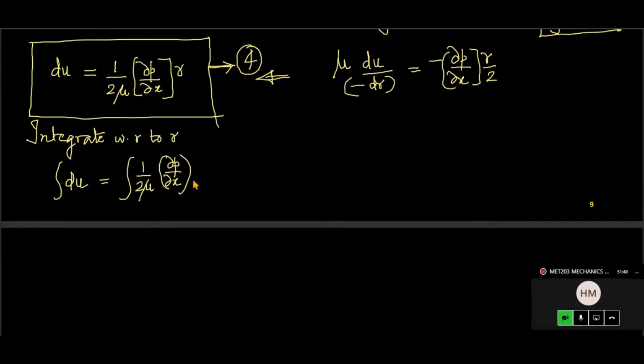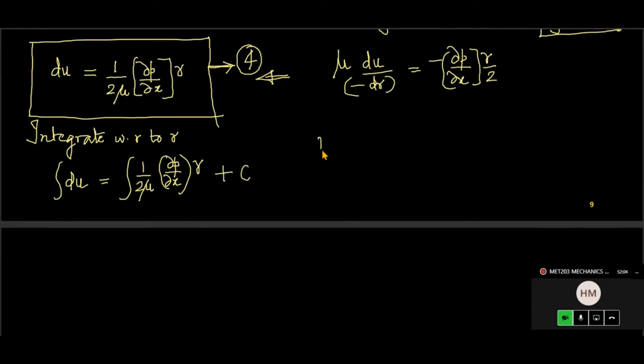At the section of the pipe, ∂p/∂x is constant. Then into r. For a cross section, the pressure gradient is constant, but not along the length. Along the length, the variation of pressure in the x direction is indicated by that pressure gradient. So we'll integrate this one, and you will get a constant of integration also. So what do you get?